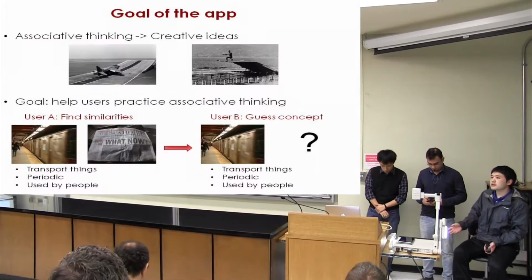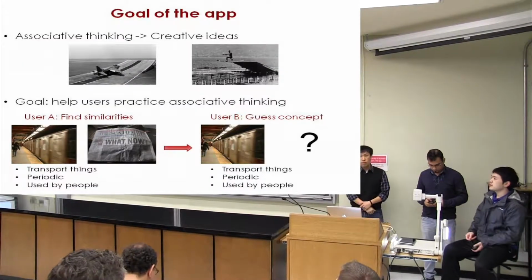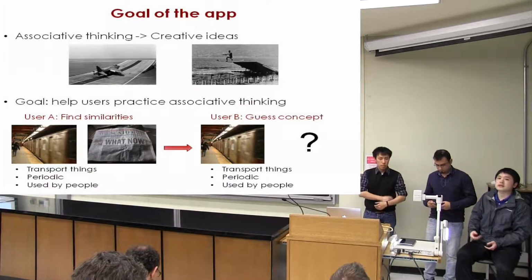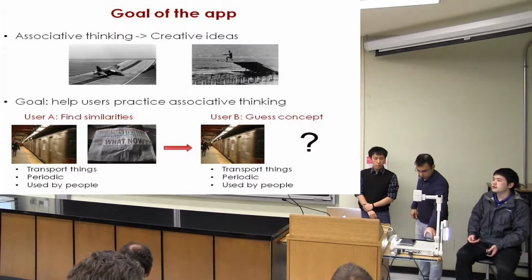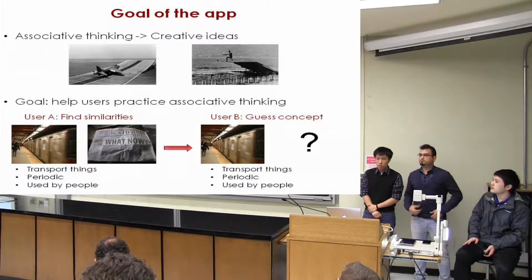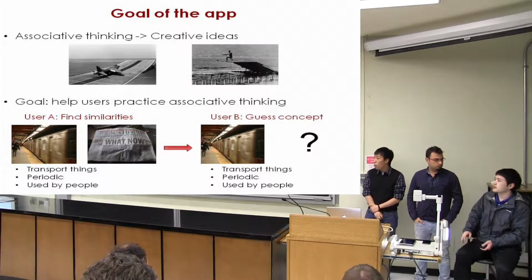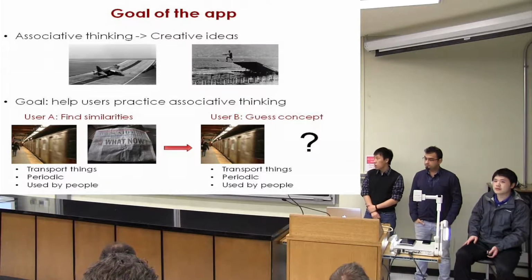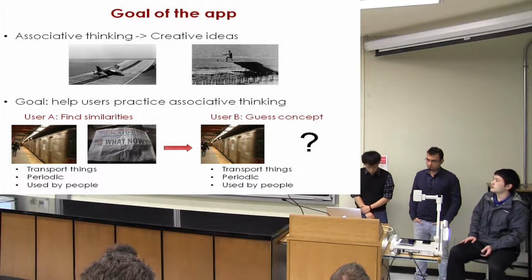So in design research, one of the most interesting research topics right now is how to make designers come up with more creative ideas. Based on both theoretical understanding and empirical results, it's been shown that the use of associative thinking is central to producing creative ideas.